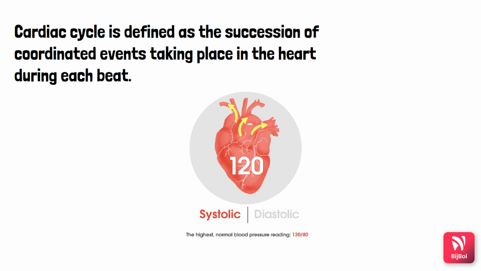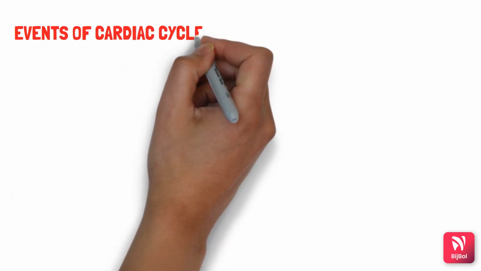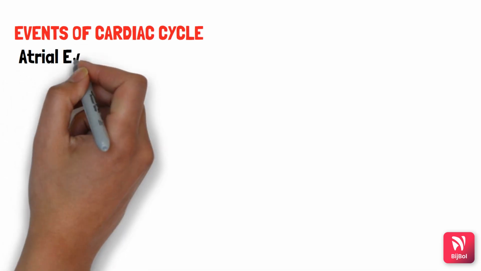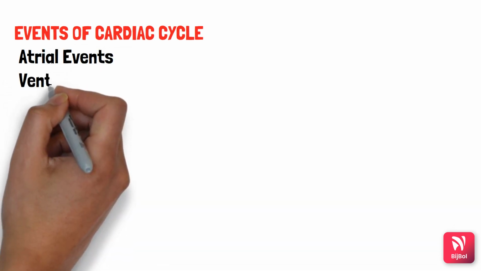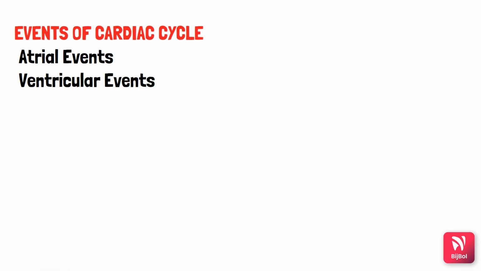During systole, the heart contracts and pumps the blood through the arteries. During diastole, the heart relaxes and blood is filled in the heart. All these events are repeated in a cyclic manner. The various events taking place in the cardiac cycle are broadly divided into atrial events and ventricular events. Atrial events take place in the atrium and ventricular events take place in the ventricle.